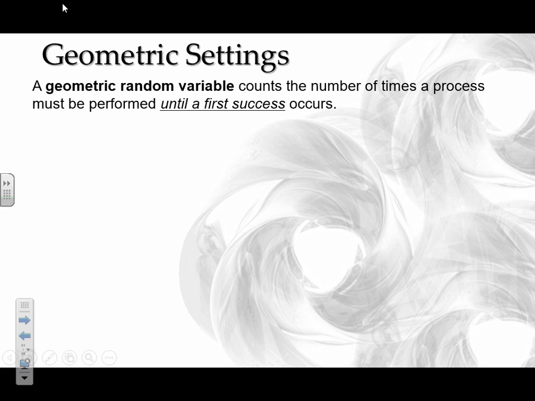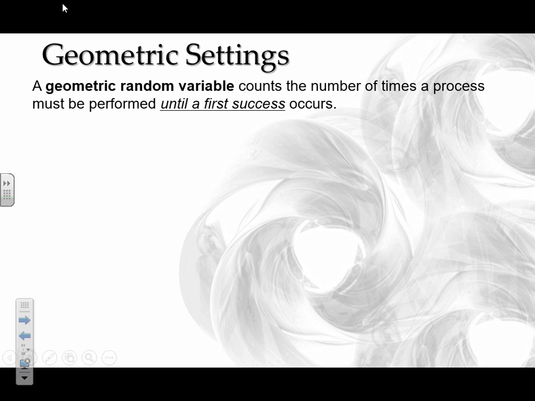The other big thing is that in a binomial distribution, we had to have a fixed number of trials. So in 10 trials, how many successes could we expect? In a geometric distribution, there is no fixed number of trials because we don't know when the first success is going to happen. So geometric is looking for when that first success is going to happen.